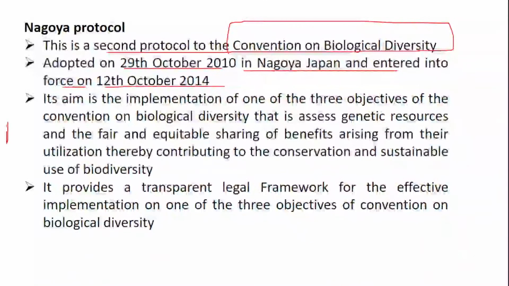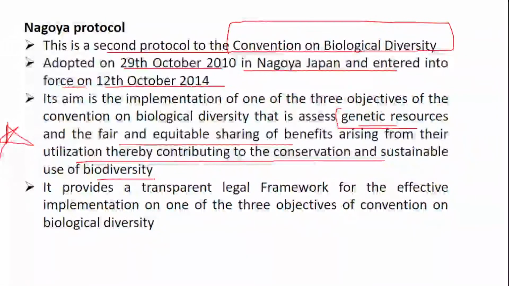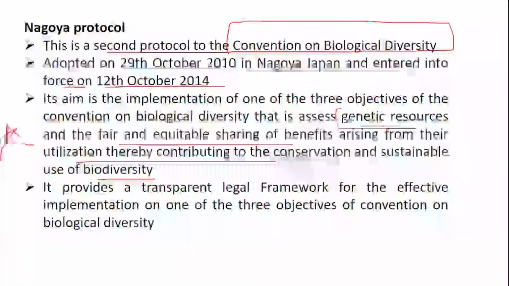Now, what is the aim? This is also a very important point. What does it provide? Its aim is the implementation of one of the three objectives of the Convention on Biological Diversity, that is access to genetic resources and the fair and equitable sharing of benefits which arise from their utilization, thereby contributing to sustainable biodiversity.